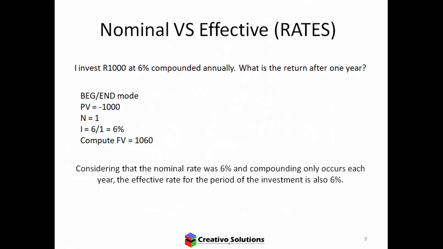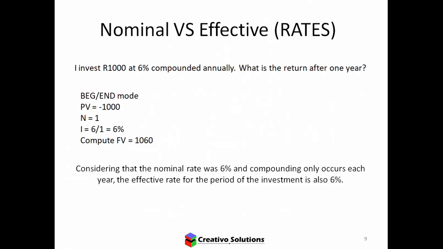What happens though? Let's consider what happens when you have a nominal rate that is now compounded more frequently. So for example, if I had to take this scenario and elaborate on it in a bit more detail, if I'm looking at a 6% rate that's compounded annually, because it's an annual compounding, the effective rate would be exactly the same because the compounding isn't being done more frequently.